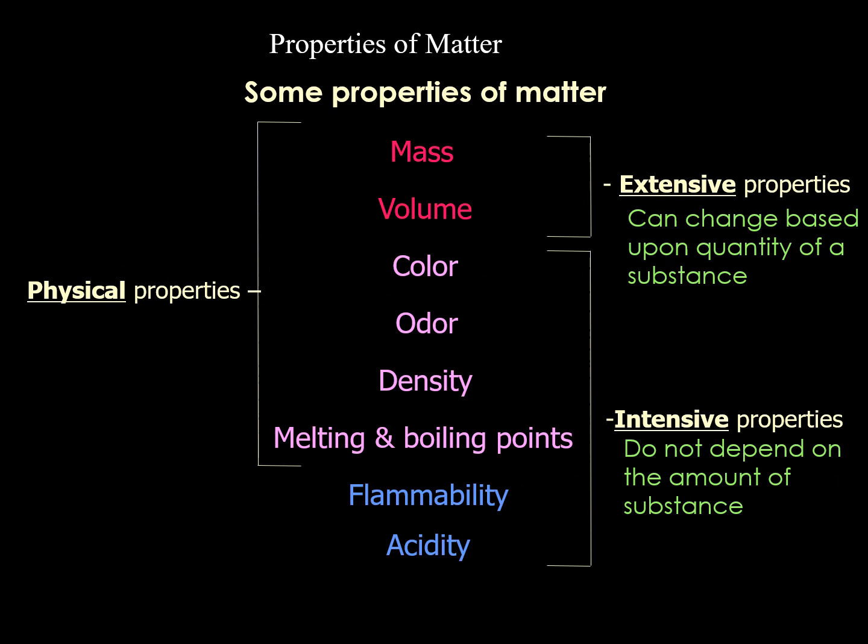This is Lab 4, Chemical Reactions and Equations lecture. So we have these properties for matter: mass, volume, color, odor, density, melting and boiling points, flammability, and acidity. On the right, we can distinguish the two types of properties, extensive versus intensive.